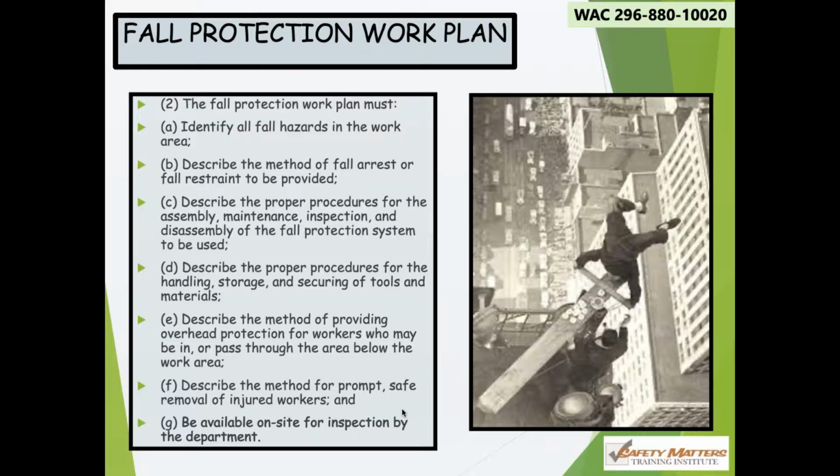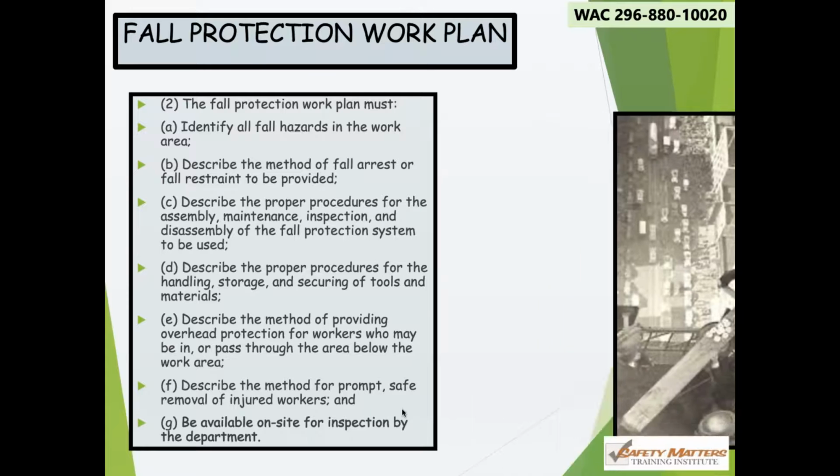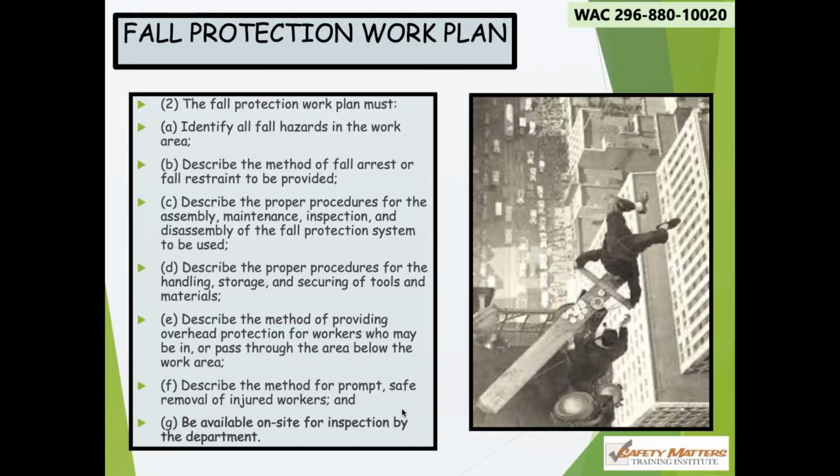One of the extremely important ones is F, describe the method for prompt, safe removal of injured workers. You cannot have a 911 as your sole method for recovery. 911's not prompt. They're not on the job site. How are you going to get to these people immediately? We all know we've got about 5 to 7 minutes to rescue a worker who's hanging in a harness. So how are you going to do that on site? Keep your fall protection plans available on the job site.